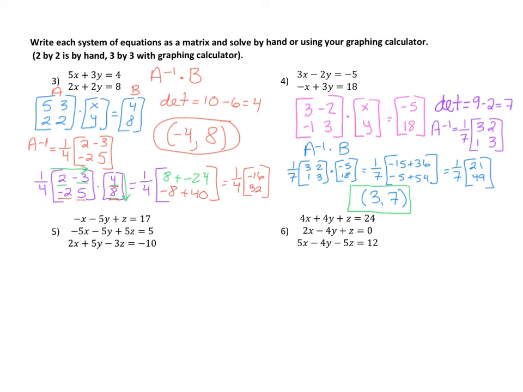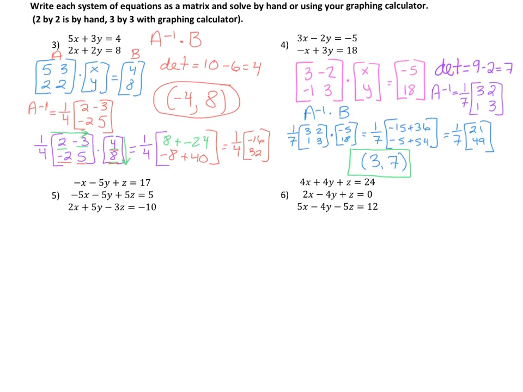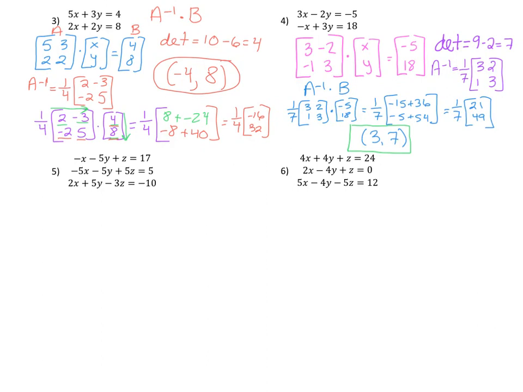Now, when we're looking at 5 and 6, these are 3 by 3 matrices. So we're going to do these in our graphing calculator. So I'm going to kind of talk you through how you would do this in your graphing calculator. The first thing you want to do is write each of these in matrix form. So I'm going to do that first. So I would have a 3 by 3 matrix with -1, -5, 1, -5, -5, 5, 2, 5, -3.